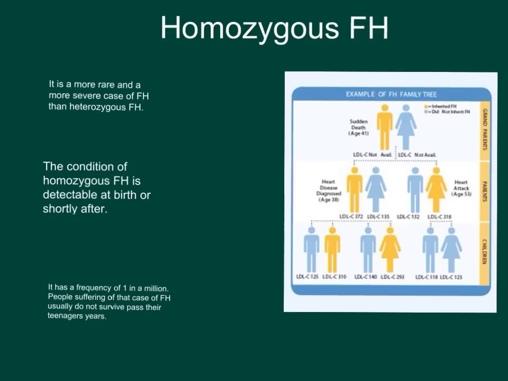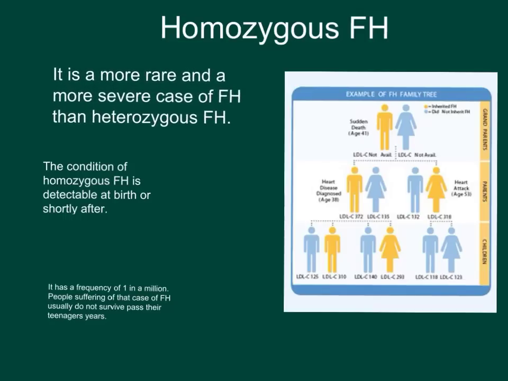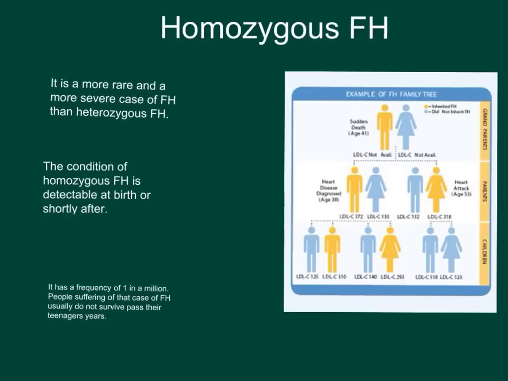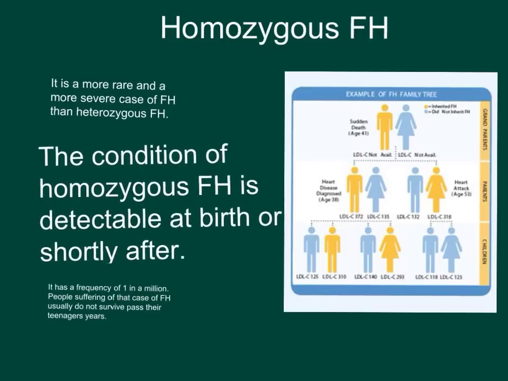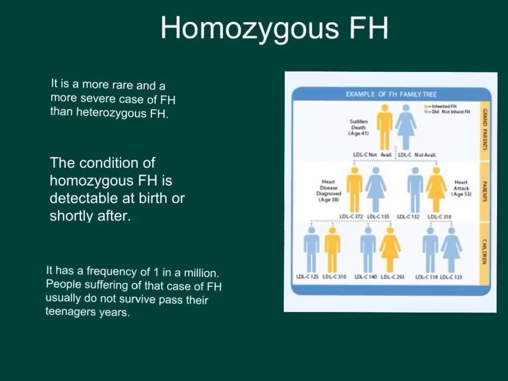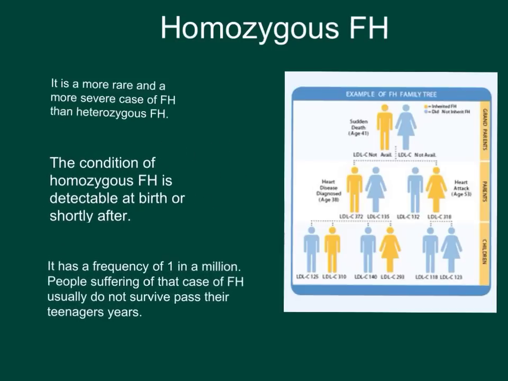Homozygous FH is a more rare and a more severe case of FH than heterozygous FH. The condition of homozygous FH is detectable at birth or shortly after. It has a frequency of 1 in a million. People suffering from that case of FH usually do not survive past their teenage years.